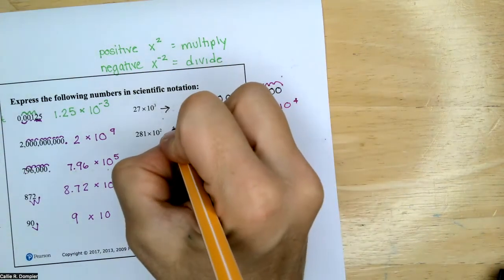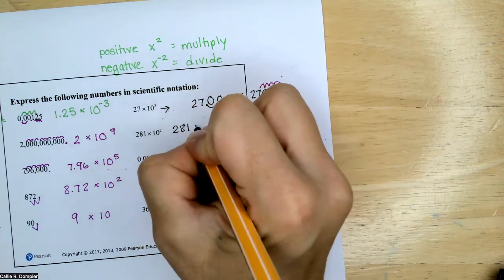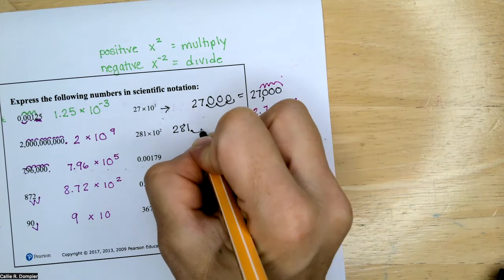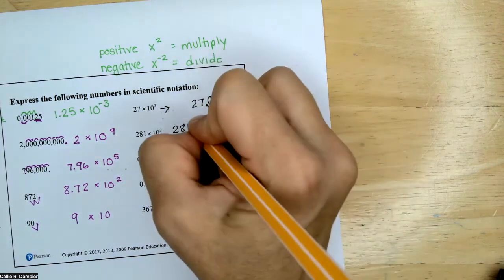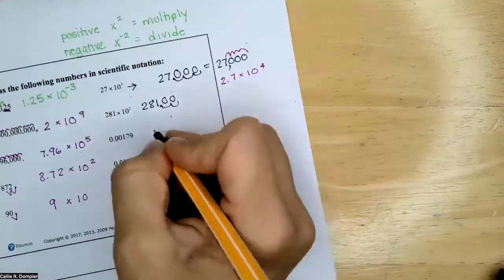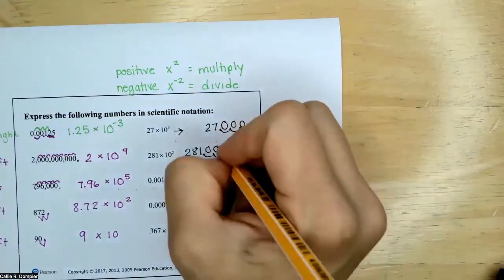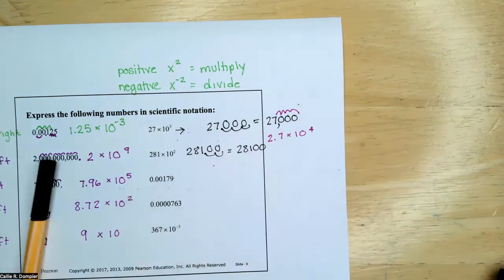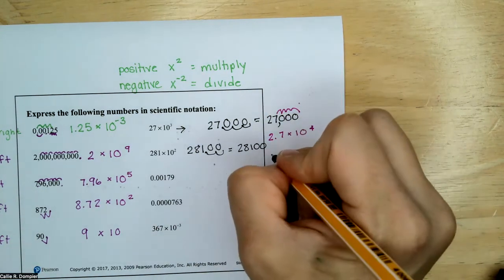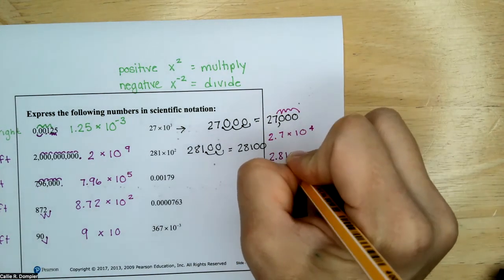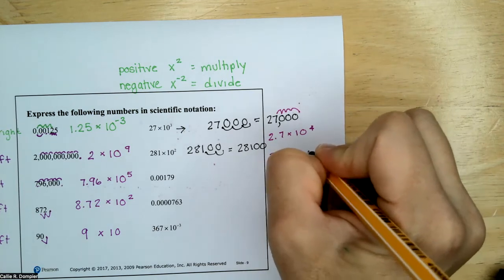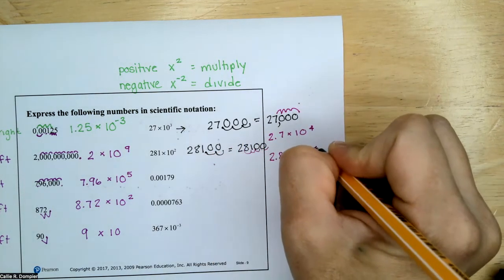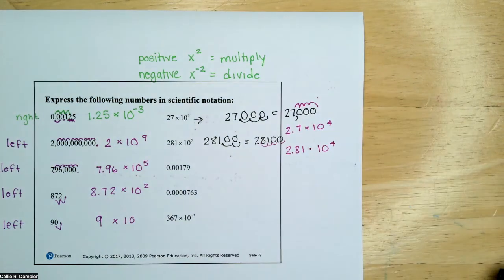281 times 10 squared. My decimal point's here. I'm going to send it 2 more back because I'm multiplying it by 10 squared, which is 100. 28100, which becomes 2.81 times 10 to the 4th. Okay.